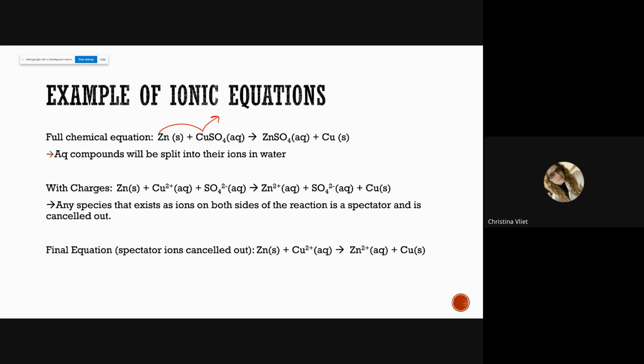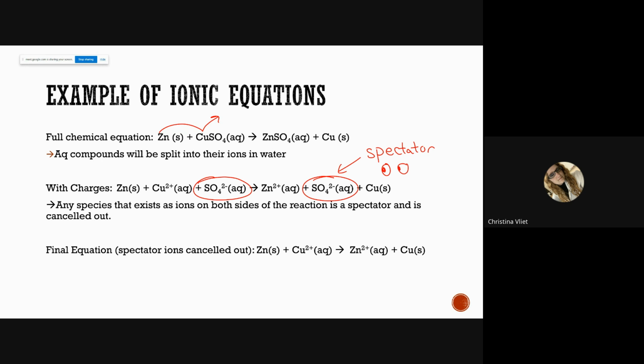So what does that tell us about sulfate actually? It's called a spectator. So sulfate, because it starts dissolved in water and it ends dissolved in water, this is what we call a spectator. It's there, it's not doing anything. That's the truth. It's present, but it's actually not part of the reaction.